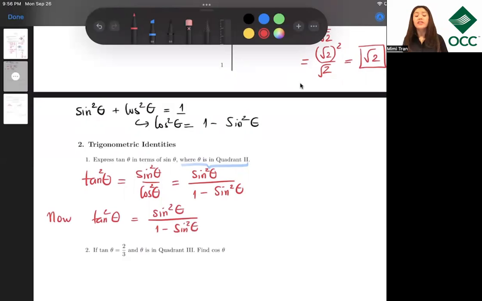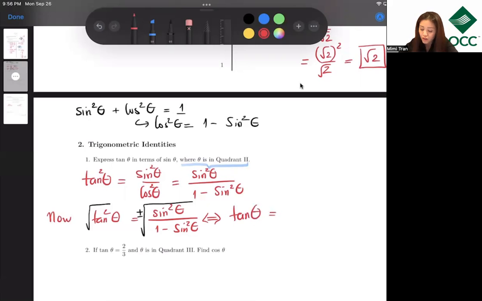I want tangent theta, not tangent squared theta. So I'm going to take the square root of both sides. Mathematically, when you take a square root, you should have plus or minus. On the left-hand side, the square root of tangent squared theta is just tangent theta. For the top, the square root of sine squared theta is sine theta. And the bottom, just keep it like that, the square root of 1 minus sine squared theta.